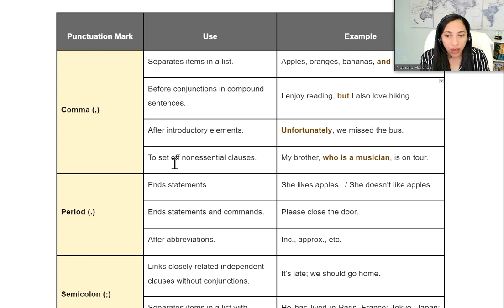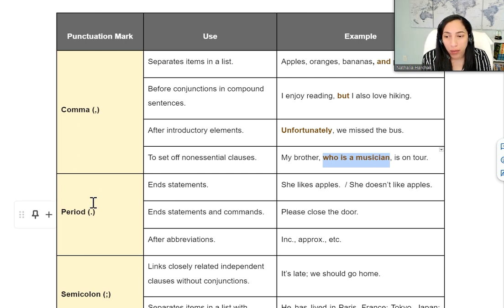To set off non-essential clauses. So to set off means to separate, basically, okay? So for example, "My brother is on tour." If I tell you that, you will understand what's happening in his life. But if I want to have extra information added to this sentence, non-essential clauses, this is the case of this one. "My brother, who is a musician, by the way, if you didn't know, okay, is on tour." Does it make sense?